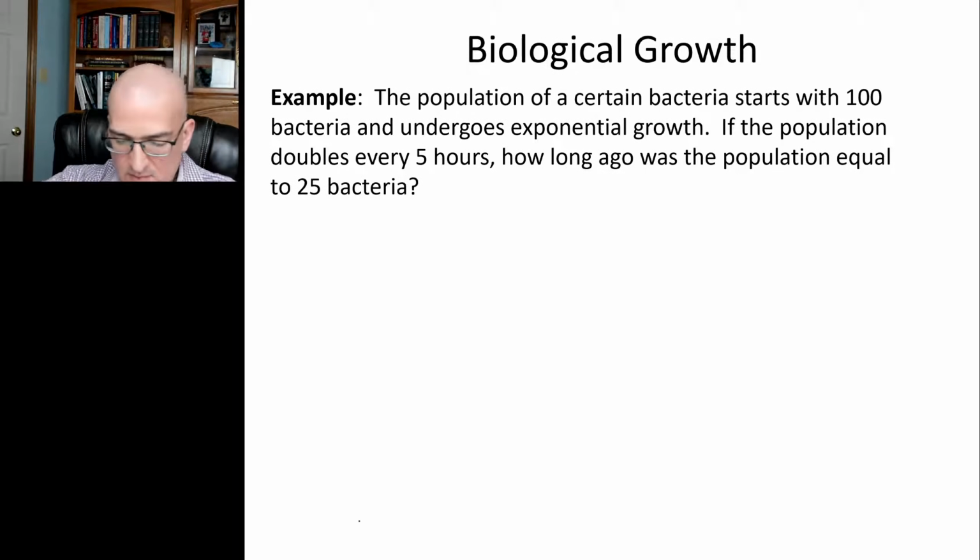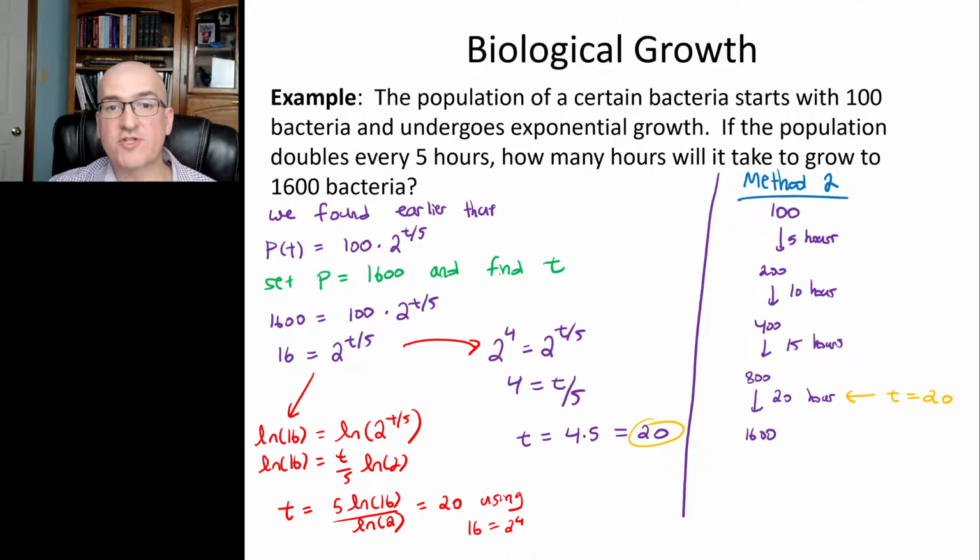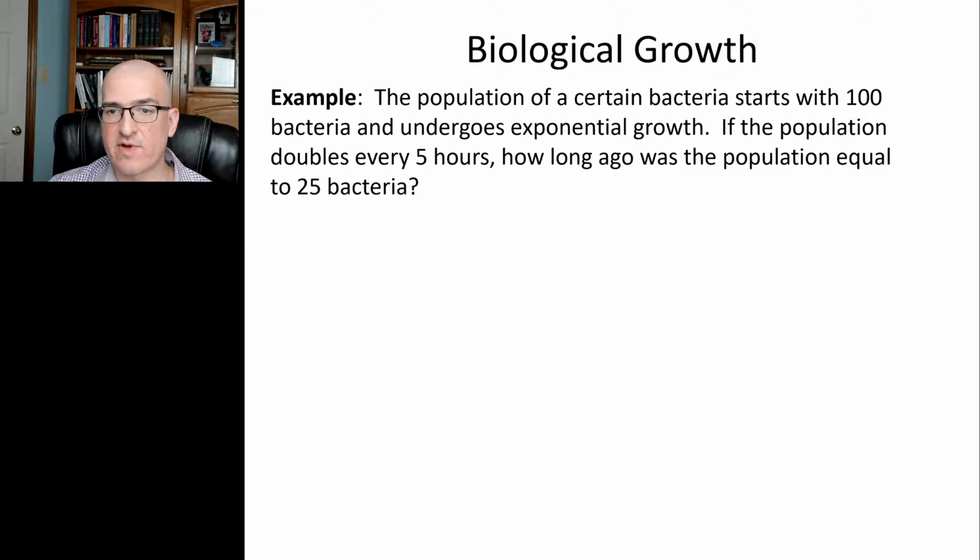All right. So let's look at what's changed in the problem. Start with 100 bacteria, exponential growth, population doubles every 5 hours, all that's the same. Now it's asking how long ago was the population equal to 25 bacteria? I'm going to solve this one mathematically first, and then we'll go back and think about what it means.